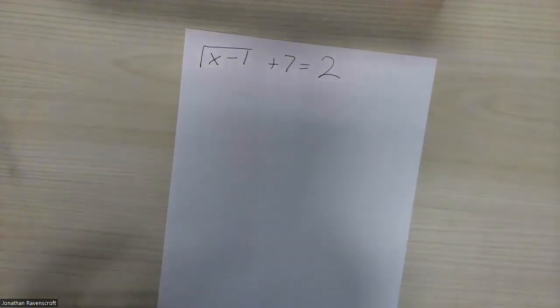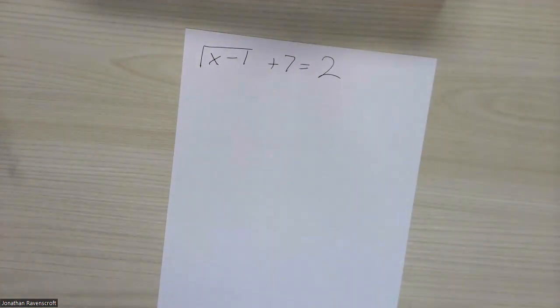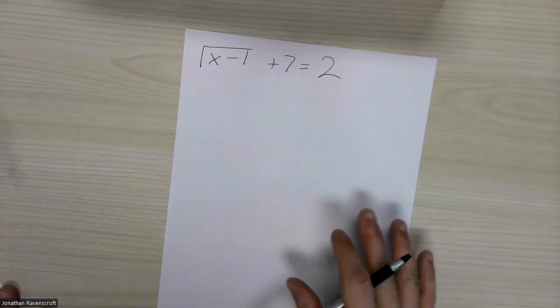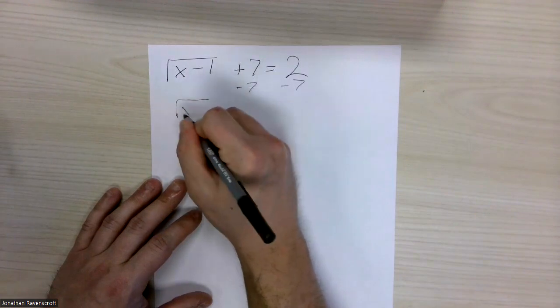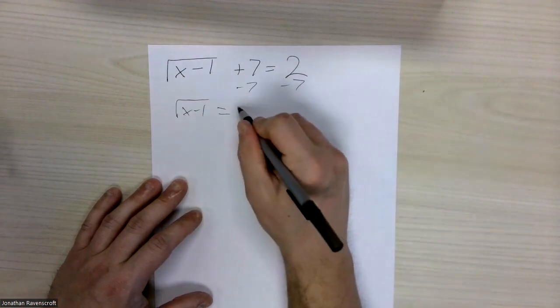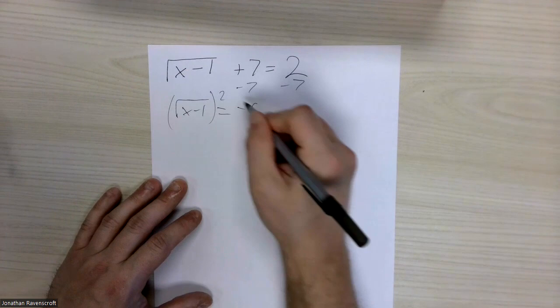Now on this one, just like we saw before, we have to isolate the radical. Subtract 7. Square root of x minus 1 equals negative 5. Square both sides.